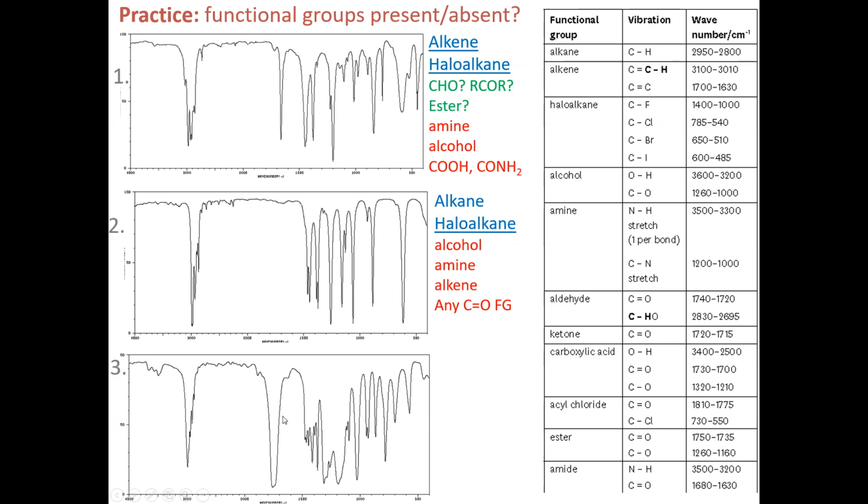And finally, number three, can you work it out? So here's the answer. In this case, it's an ester with a halogen. So there's lots of peaks over here from the chlorine. There's the CO stretch for the ester, and this is the strong carbonyl peak for the ester. But there's not anything over here, and there's no alkene. That's not narrow and sharp enough for an alkene over there.